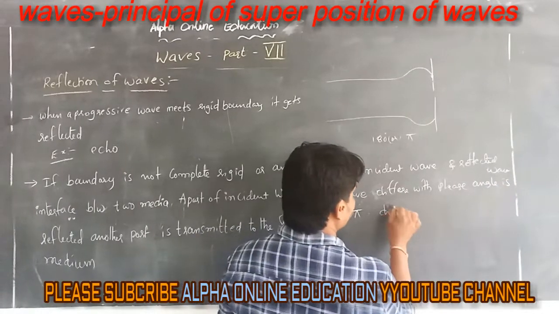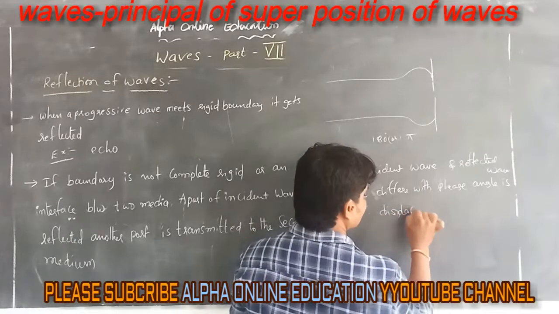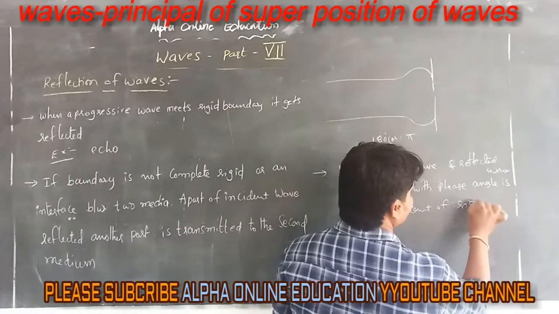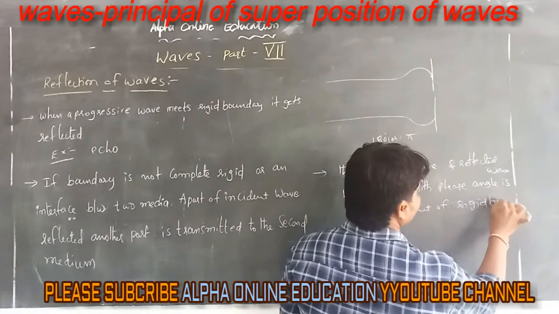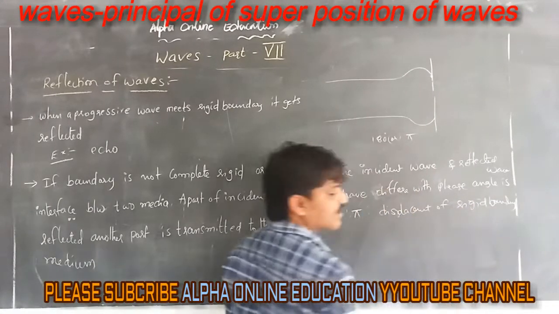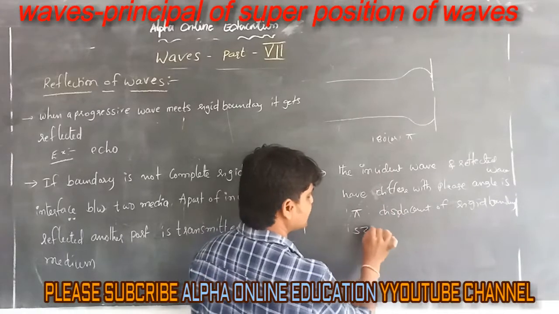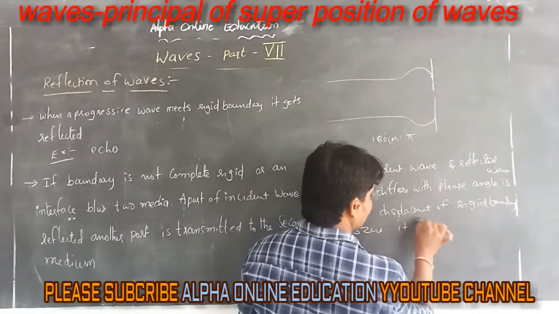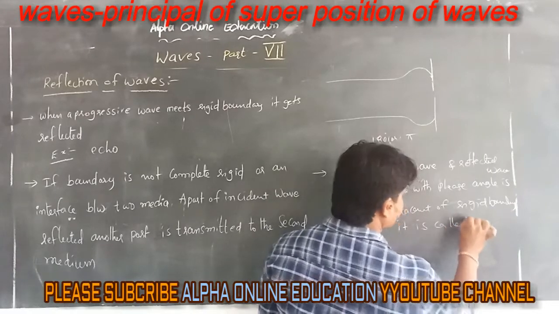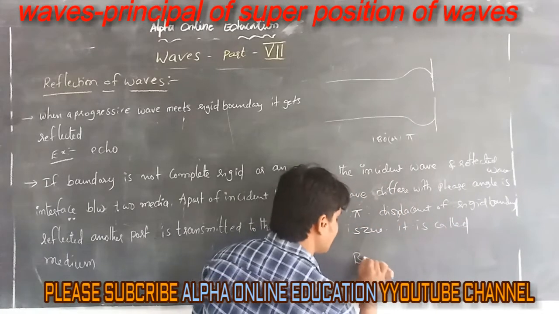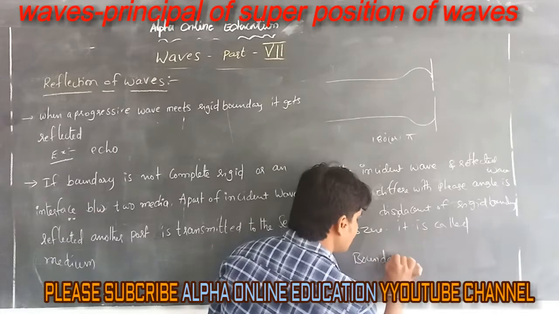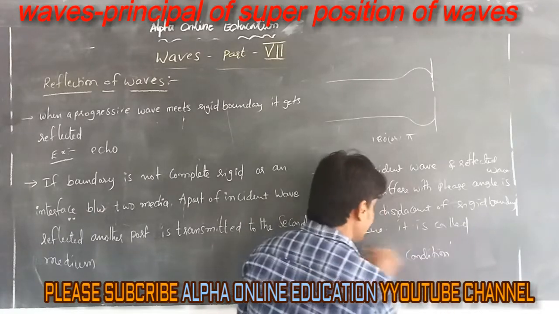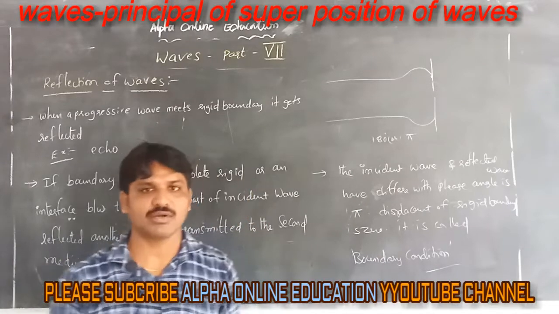The displacement of the rigid boundary is 0. This is called the boundary condition.